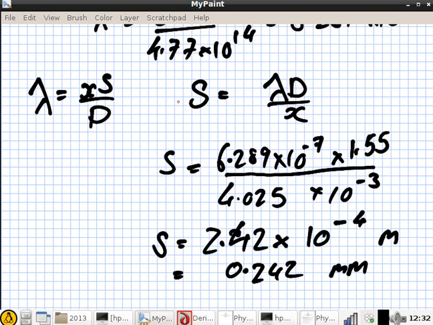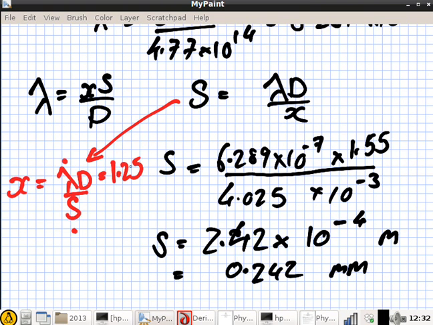No, sorry, the x will change. Let me rewrite this. What here is the question? Can you show it first? Yes, they want the new x basically for the changed distance. The x equals lambda d over s. The lambda is the same, the s is the same, but now this d is reduced to 1.25.